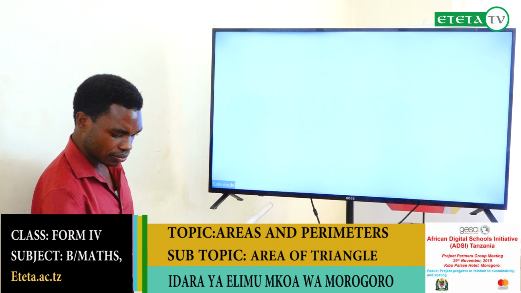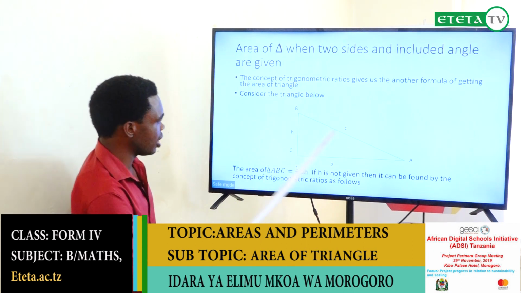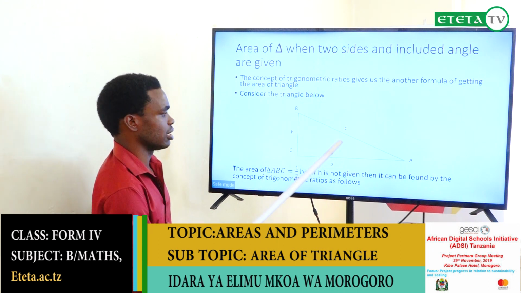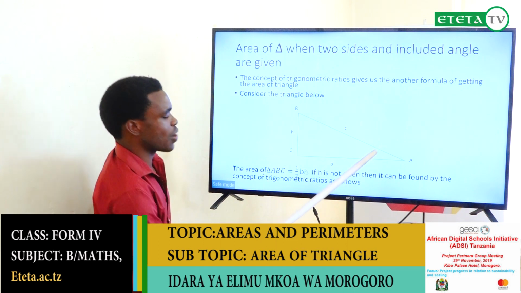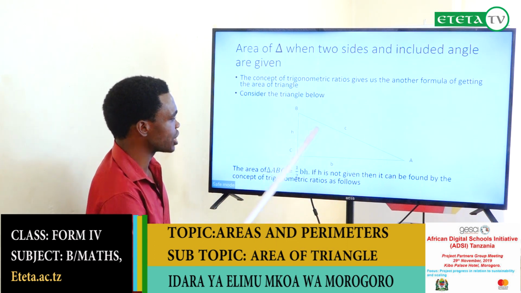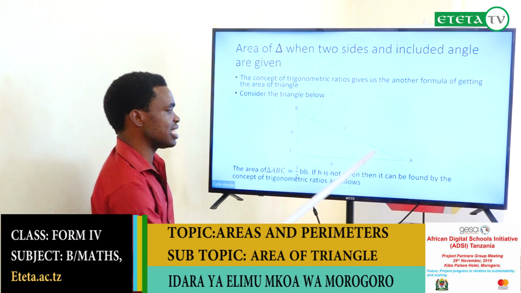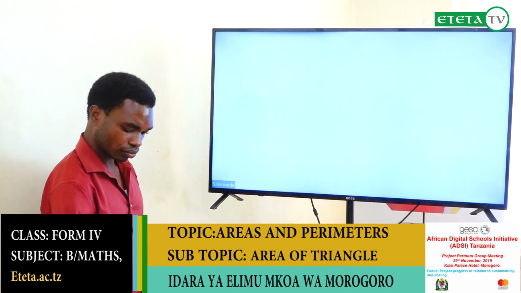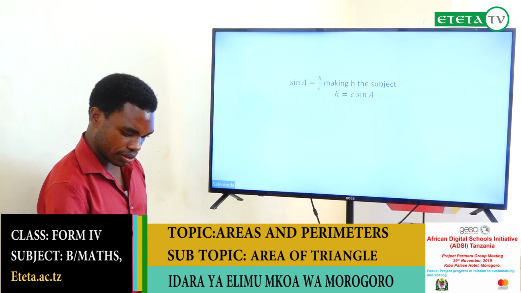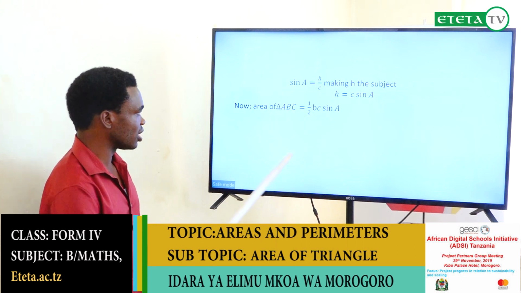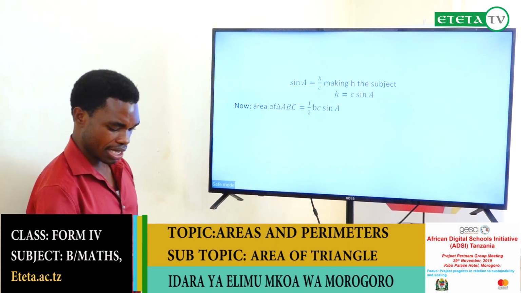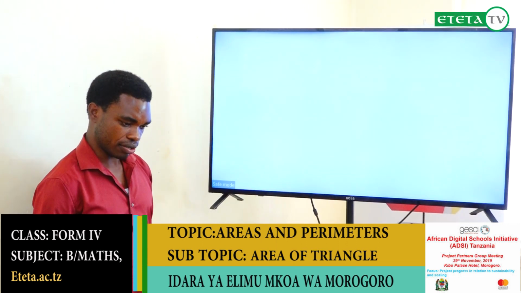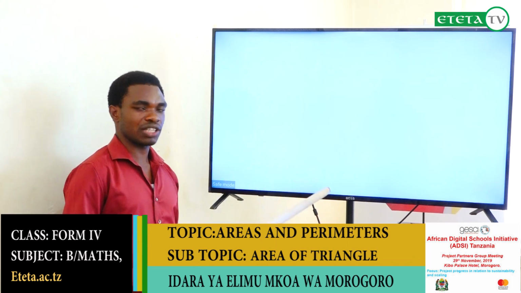Observing from the triangle here, you can see it is a half b c sine A. Here the included angle is this one. It is the included angle because it is the angle made by side c and side b. So the area is a half b c sine A, where A is the included angle. This is the case for the right angle triangle.